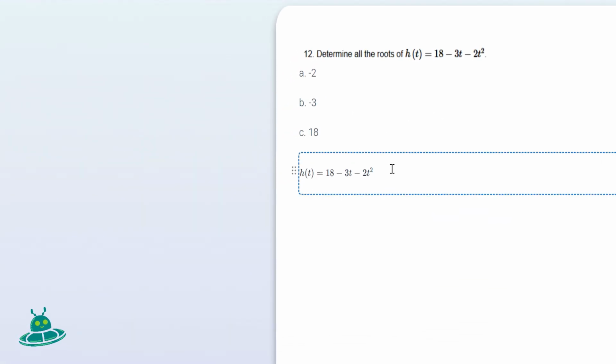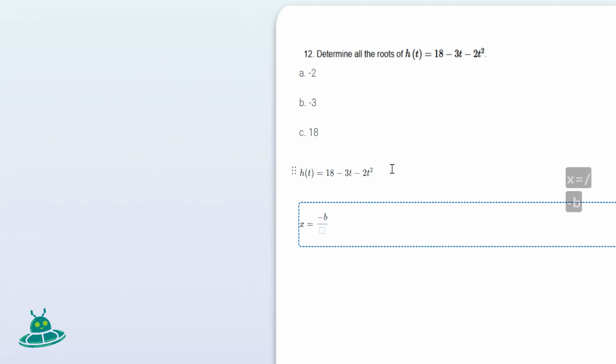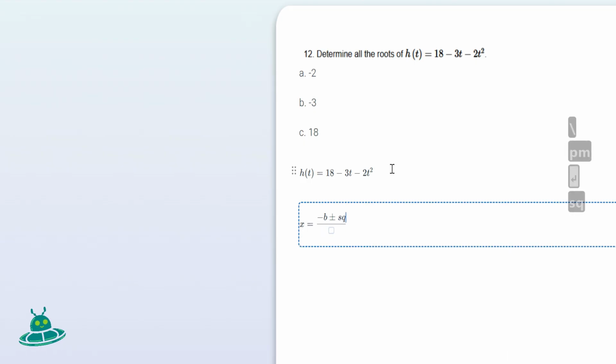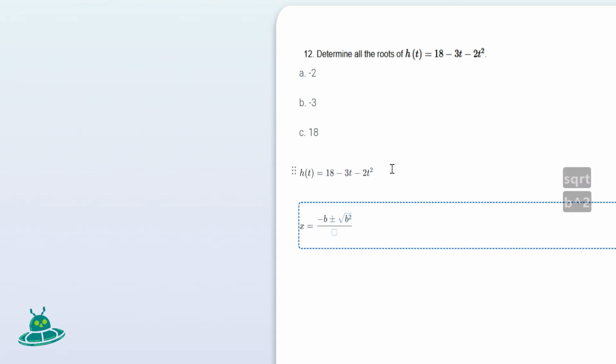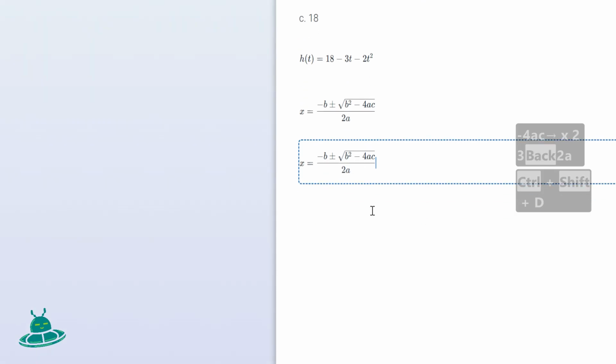Okay, so we know what a, b, and c are. We're going to have to use the quadratic formula, and that is x is equal to negative b plus or minus the square root of b squared minus 4ac, all over 2a. Okay, we're going to duplicate that.